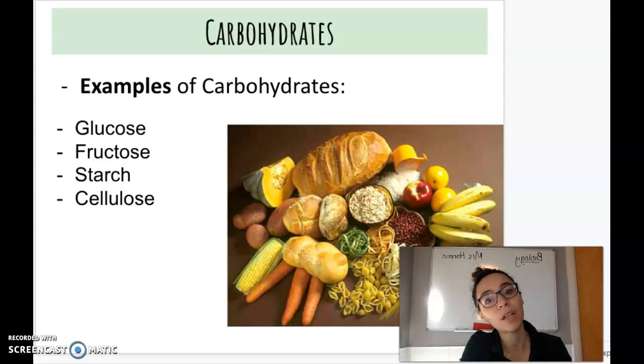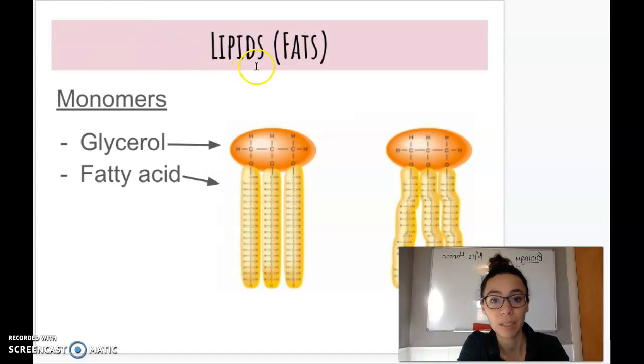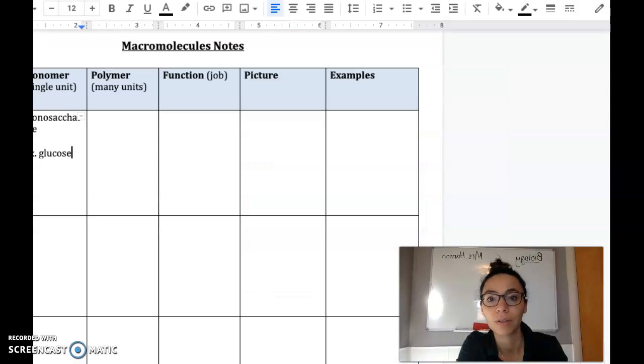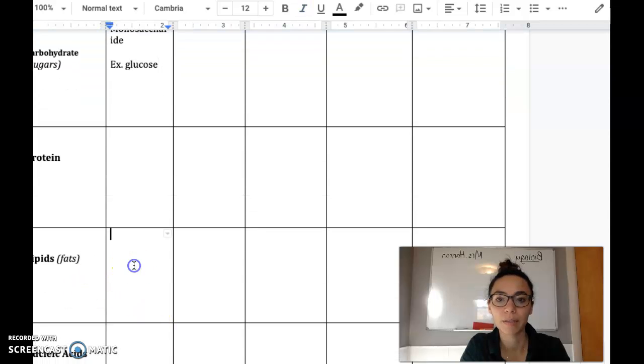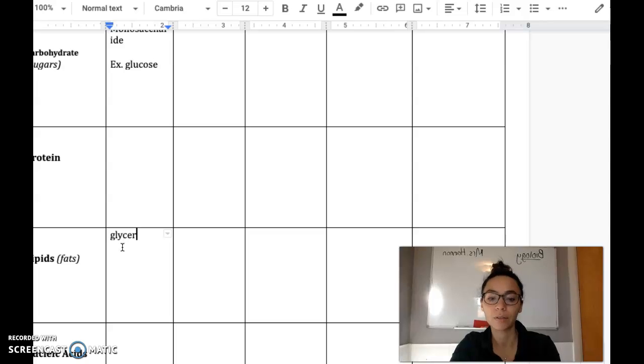Okay, so now let's move on to a new macromolecule, lipids. Lipids are another word for fats. So the monomer of lipid, there's two monomers. The top part of the molecule is called glycerol. The bottom part of the molecule is called fatty acid. Okay, so there's two monomers here. So when you're writing your notes, make sure you are writing down here where it says lipids. So the monomer is glycerol and fatty acids.